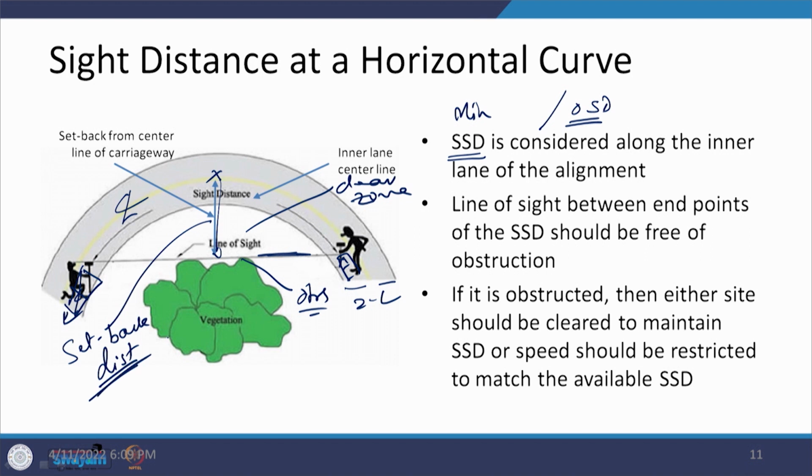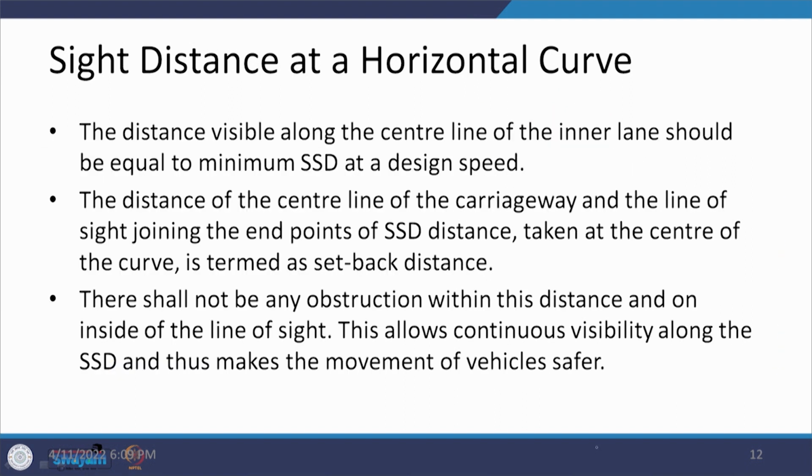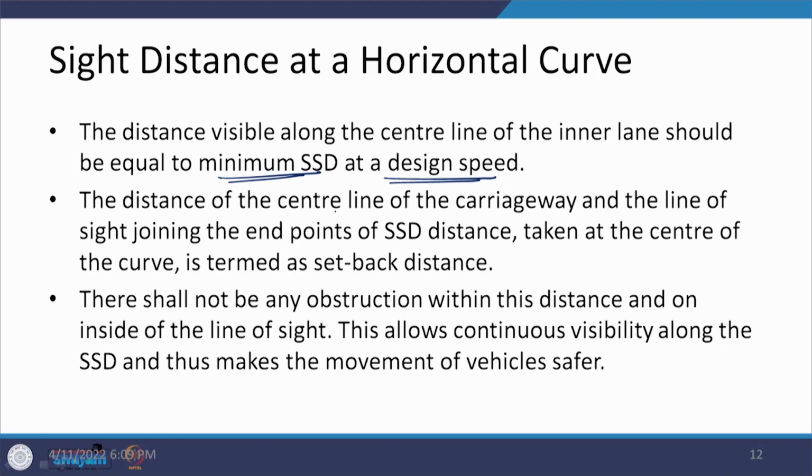So, this is the situation we are talking here, and that is what is being written on the other side in terms of text. The same is being iterated here, and what you can see is the distance which is visible along the center line of the inner lane should be equal to the minimum SSD at a design speed. So, if it is 100 kilometers per hour, the minimum 180 meters should be there. If you are talking about the OSD which is to be provided, then 640 meters should be there. Then the distance of the center line of the carriageway and the line of sight which is joining the end points of the sight distance.